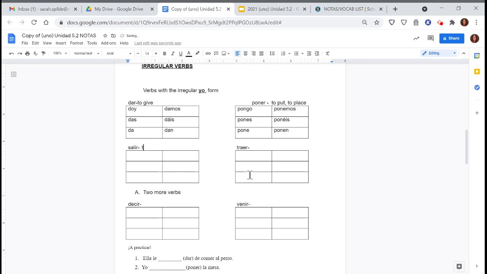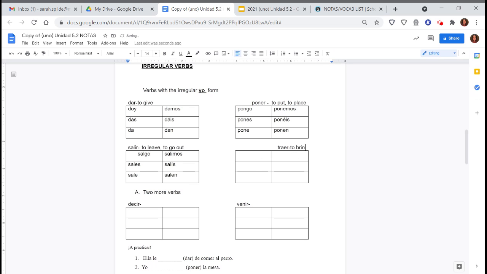Same with salir, which means to leave or to go out. The yo form is going to be salgo, so I leave or I go out. And then for the rest of the forms, take off the IR ending and add your regular IR endings. So we have sales, sale, salimos. Remember with IR verbs, it switches up a little bit compared to an ER, nosotros. Salís and salen.